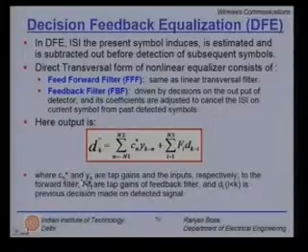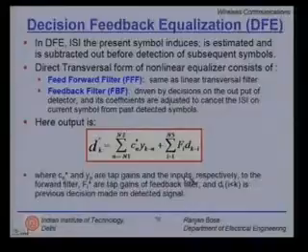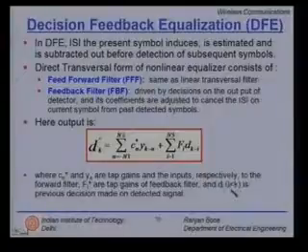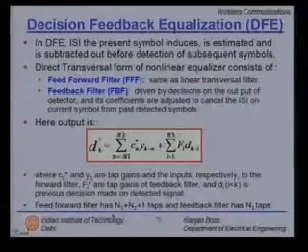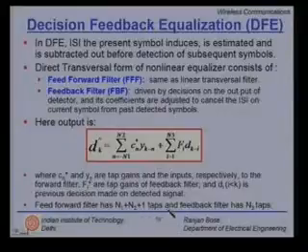Here Cn star and Yn are tap gains and the inputs respectively to the forward filter, and Fi star are the tap gains of the feedback filter, and di, where i is less than k, is the previous decision made on a detected symbol. Note, the feed forward filter has N1 plus N2 plus 1 taps, whereas the feedback filter has N3 taps.